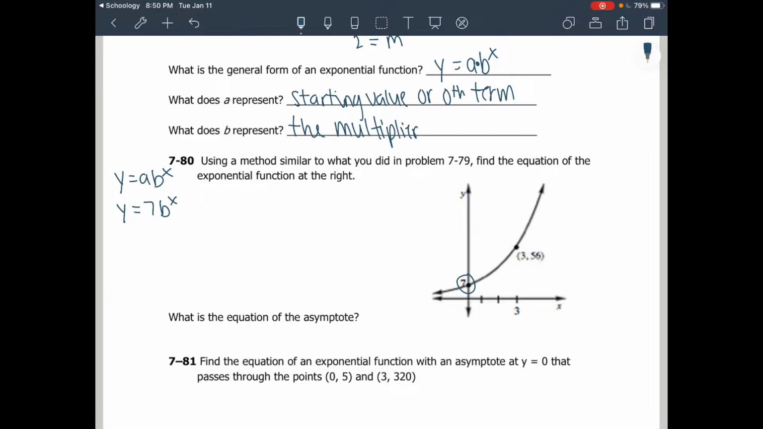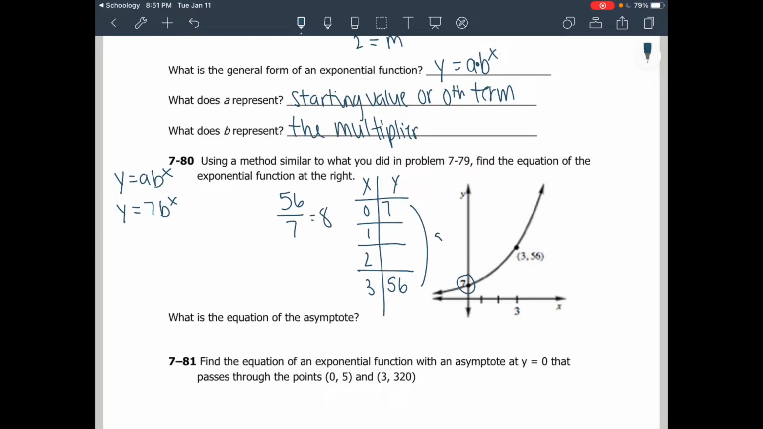So now we've got to find b, and b is the multiplier, but it's not immediately shown here, so I'm going to write a table. We're going to do lots of tables today. So at 0, it's 7. 1 we don't know, 2 we don't know, but 3 is 56. So to get the multiplier, we have to go from 7 to 56. So I'm going to do 56 divided by 7. Gives us 8. So to get from here to here, it is times 8.